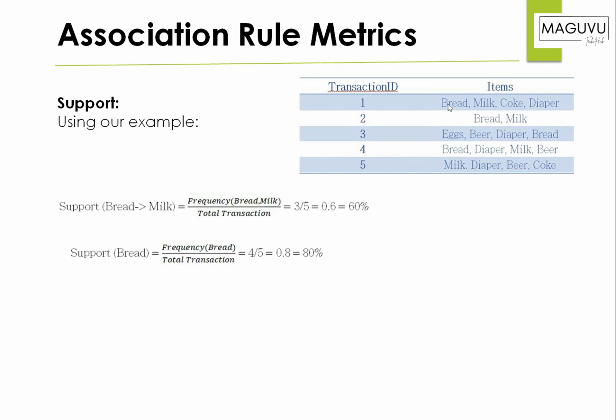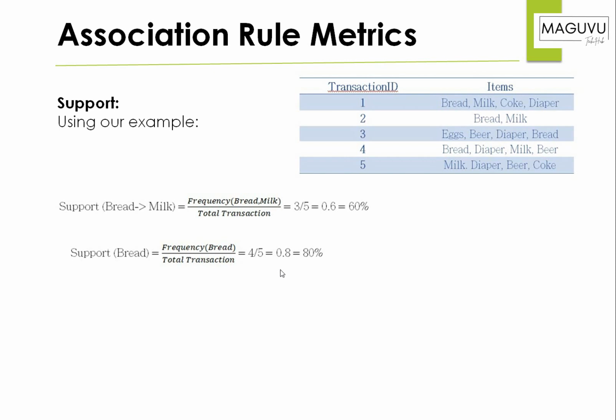And if we're going to count, we have got transaction number 1, transaction number 2, transaction number 3, transaction number 4. So we have got 4. The count becomes 4, and we divide that by n, which is the total number of transactions, which is 5. It gives us 0.8.